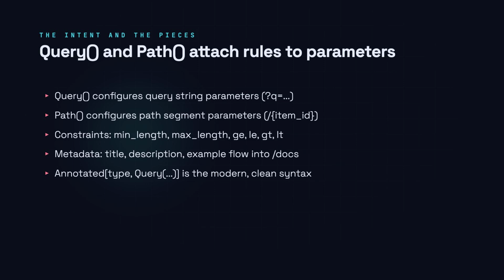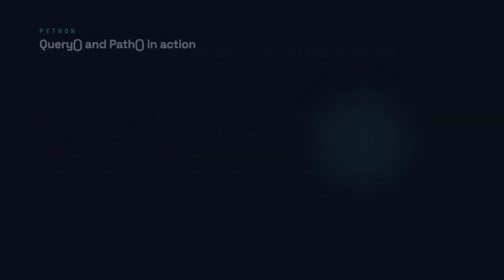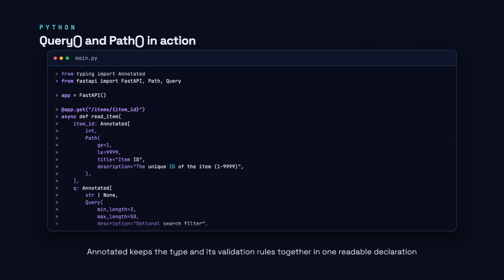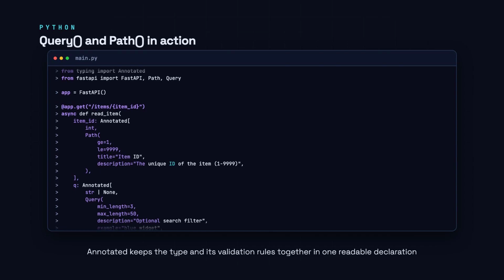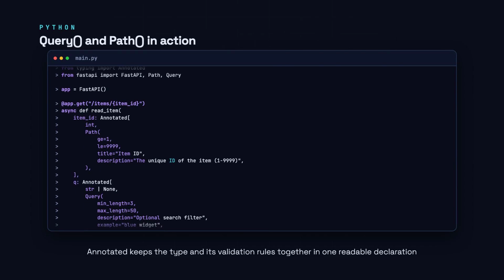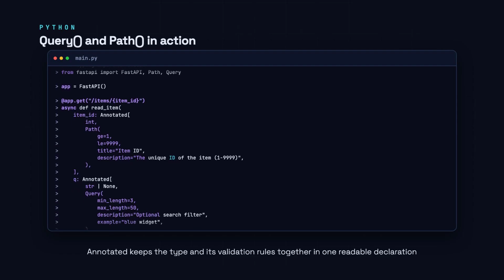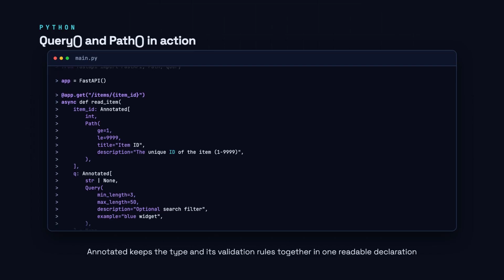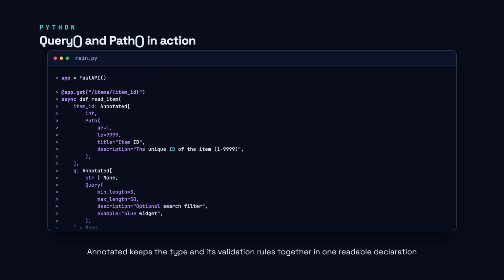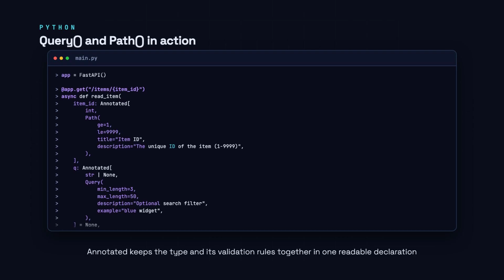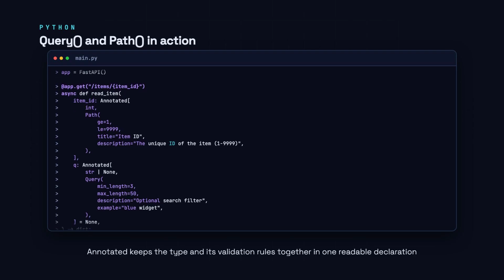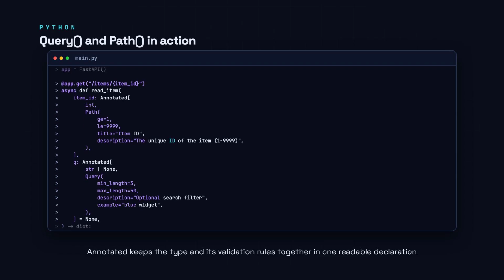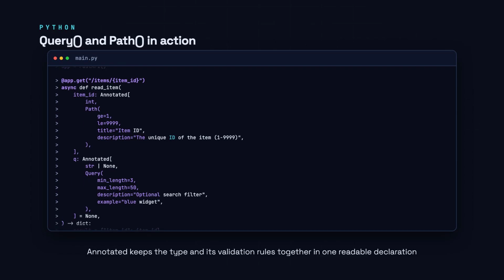The modern way to attach these helpers is with Python's Annotated type hint. Let us walk through this carefully. We import Annotated from typing, and Path and Query from FastAPI. The first parameter, item_id, is declared as Annotated of int and a Path call. That Path call says ge equals 1 and le equals 9999, so FastAPI will reject any integer outside that range before your function body runs.